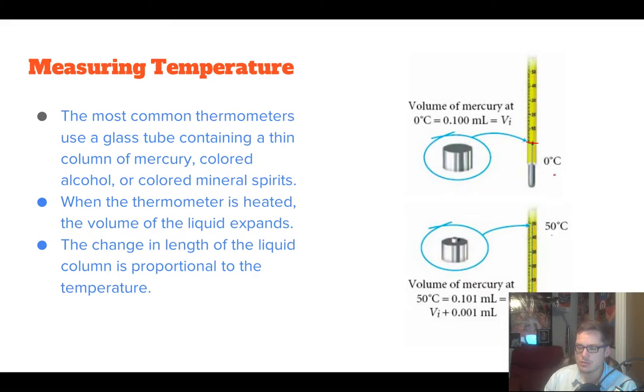It was at 0 before, now it's at 50. That means it'll take up more space. It expands. Okay, so when that occurs, the mercury will take up more space, so it spreads out. All right, so it comes up here to 50 degrees.